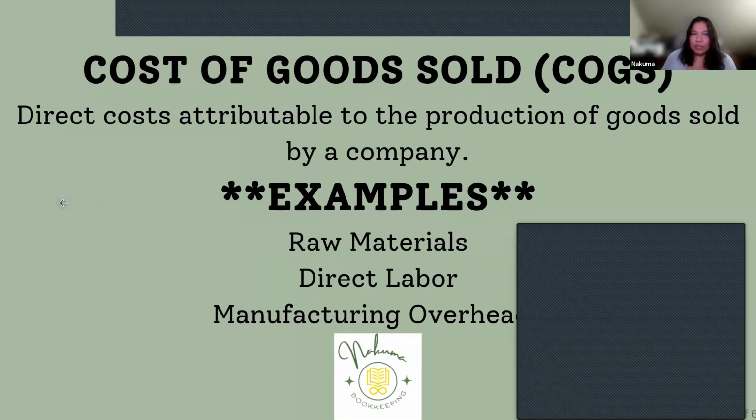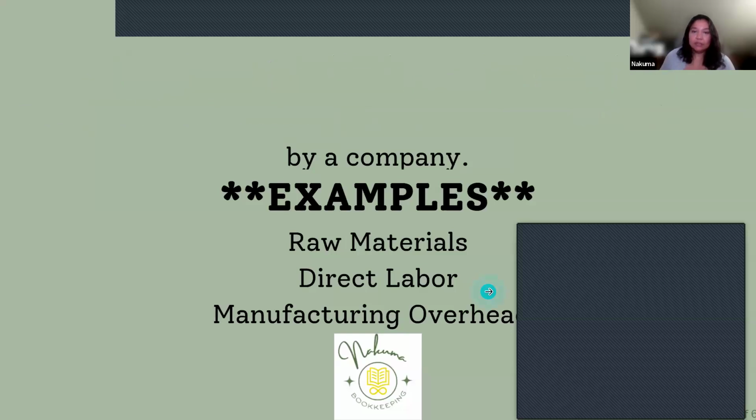The cost of goods sold is a direct cost attribution of production of goods sold for the companies. This can be raw material, direct labor, or manufacturing overhead. A lot of times, if you're making things, a small business will make items, and that's your raw goods. The direct labor entails the work to create the product, and the manufacturing overhead can be the cost of just the supplies needed to do that.